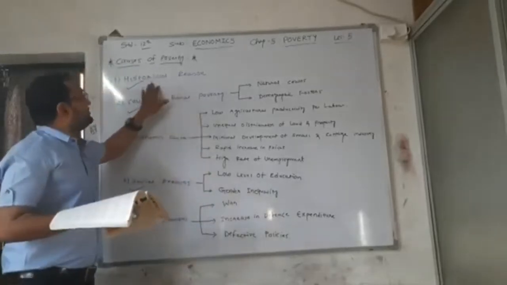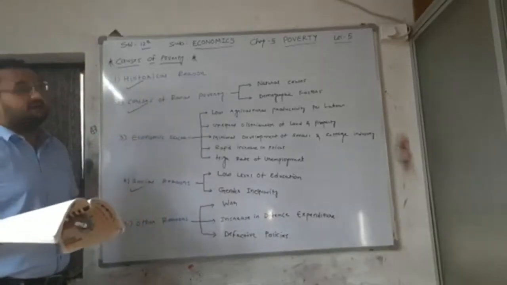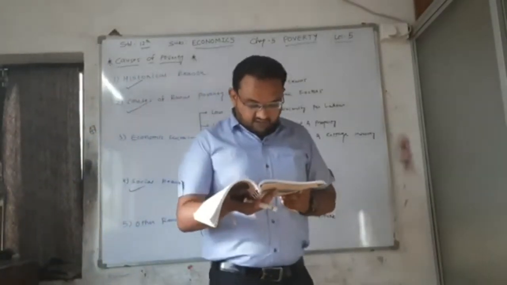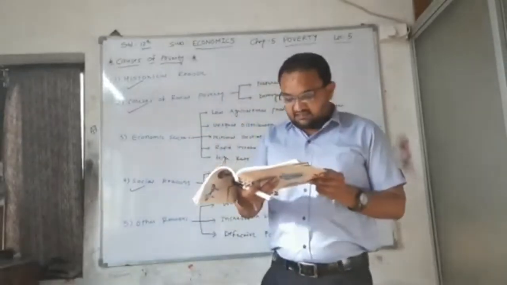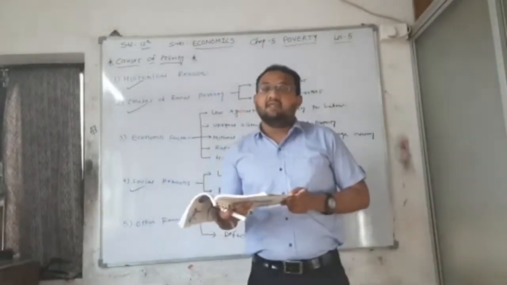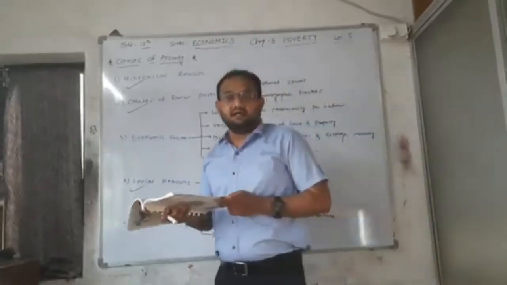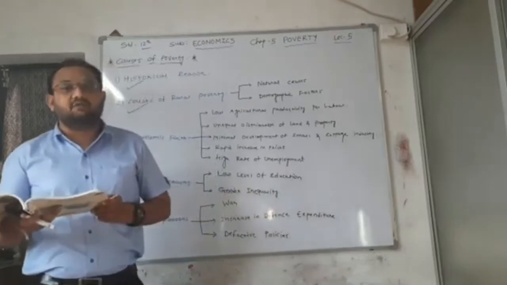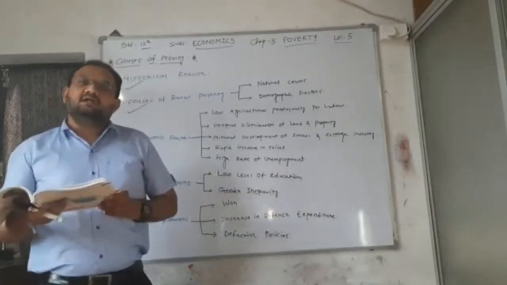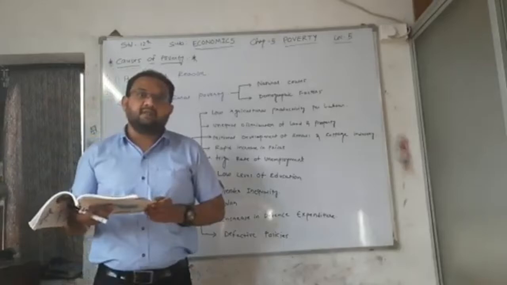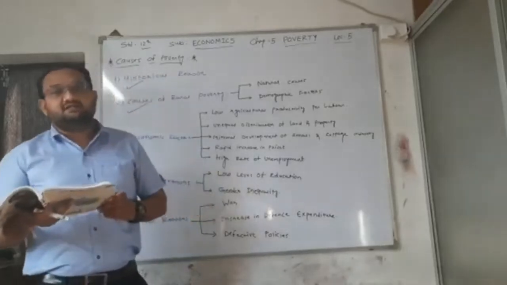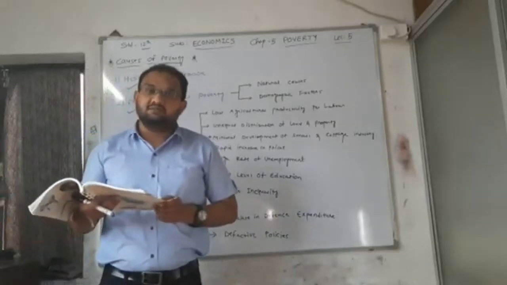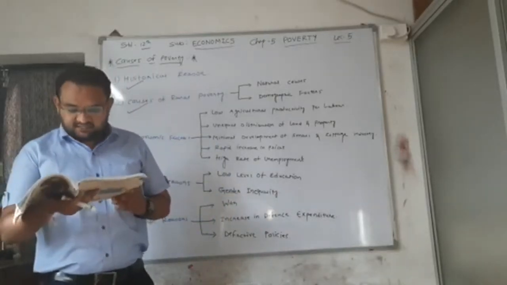So here in historical reason, first of all we will throw light on the topic of agriculture. During the British rule, the agriculture sector suffered in India due to many reasons. Basically, India is an agrarian country. At the time of independence also, 72% of the total population was dependent on agriculture, and the majority of the national income came from the agriculture sector itself.